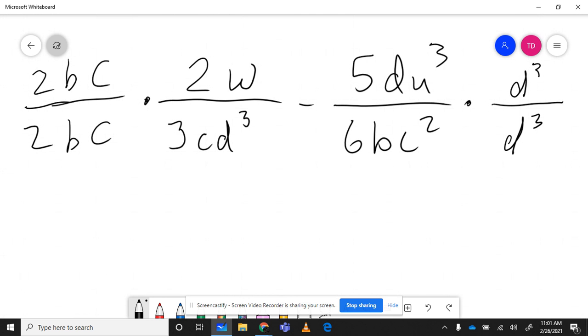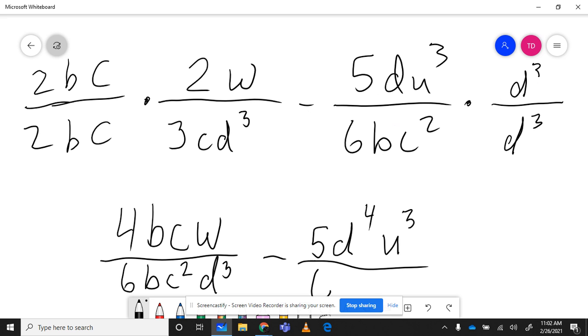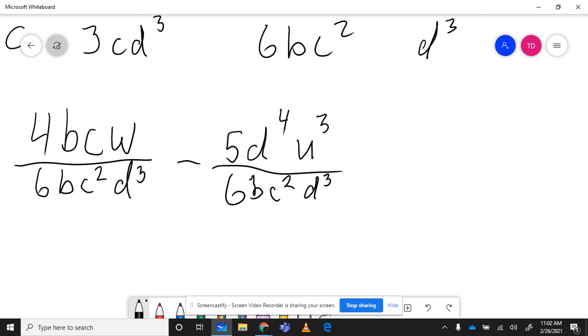Okay, so you're just kind of looking for what is on the bottom on one side, what is on the bottom on the other, what do we need? So over here, we can get 4bcw over 6bc squared d cubed minus 5d to the fourth, I think I have 3 of them, and then another one, d to the fourth u cubed over 6bc squared d cubed. Okay, quite a lot of letters in there.